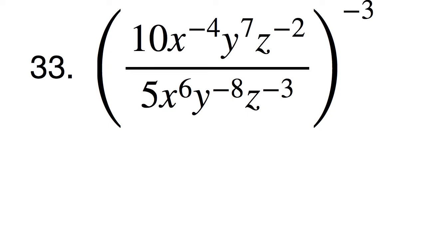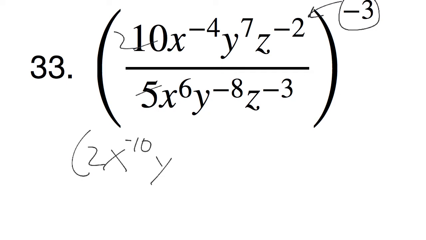Okay, so you might look at this and be tempted to automatically distribute, which you could do, but if you want to save a little bit of work, you can simplify what's inside the fraction first. So, inside the fraction you got 10 over 5, which is 2. 4 minus 6 is negative 10. 7 minus negative 8 is positive 15. And negative 2 minus negative 3 is actually positive 1.